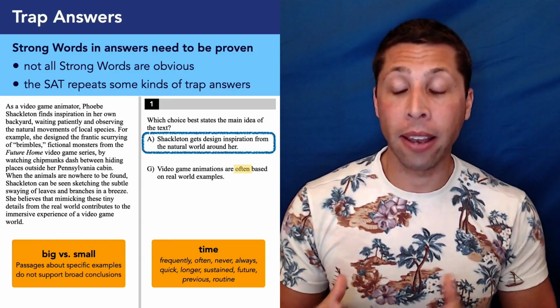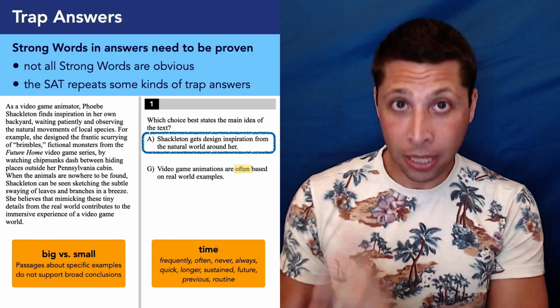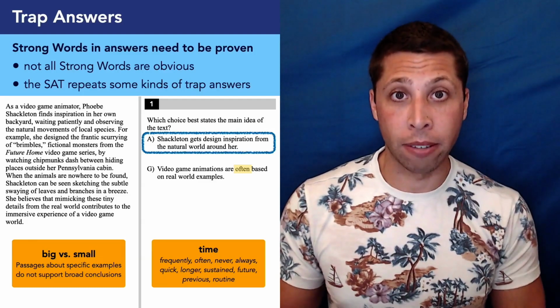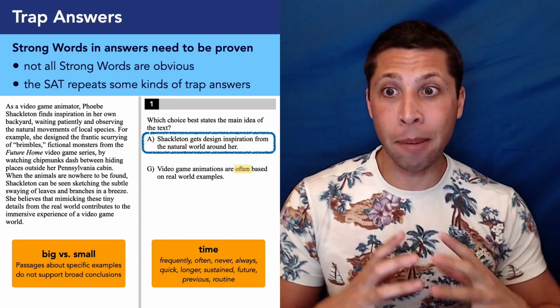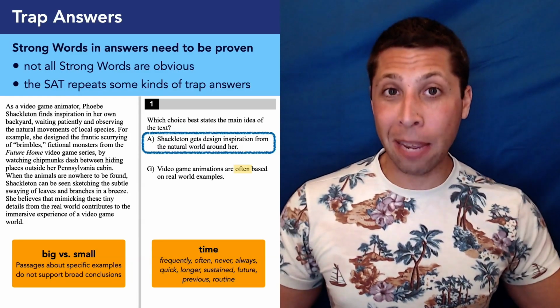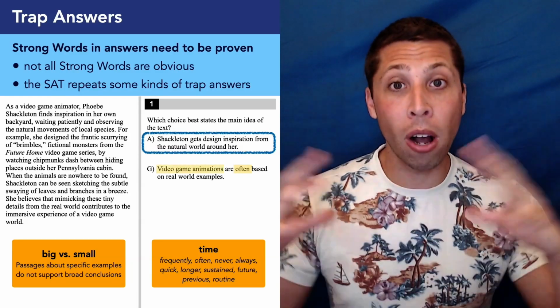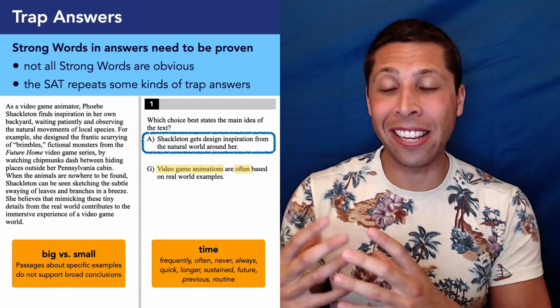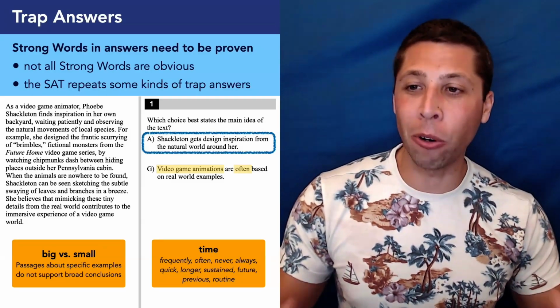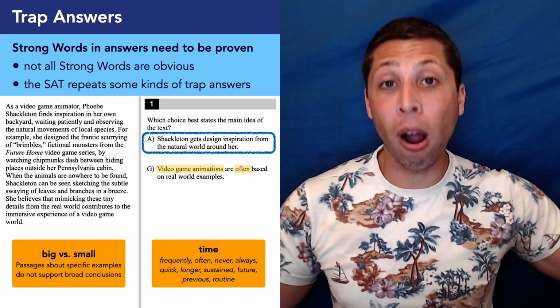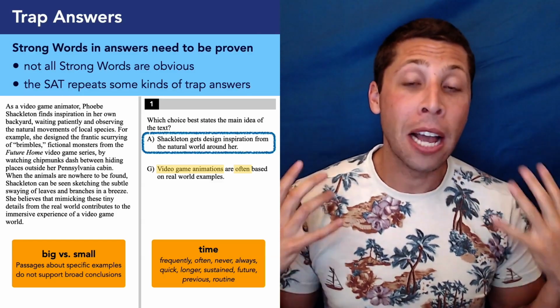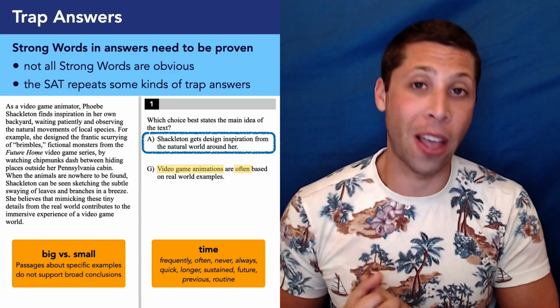So what do I mean by that? This passage is about the specific example of Phoebe Shackleton and what she does as a video game designer. Choice G is about all video game animations, right? It's a much broader claim. And so it's going beyond what we're being told. We're not allowed to take a specific example and then make some sort of broad claim, broad conclusion about everything based on that one example.